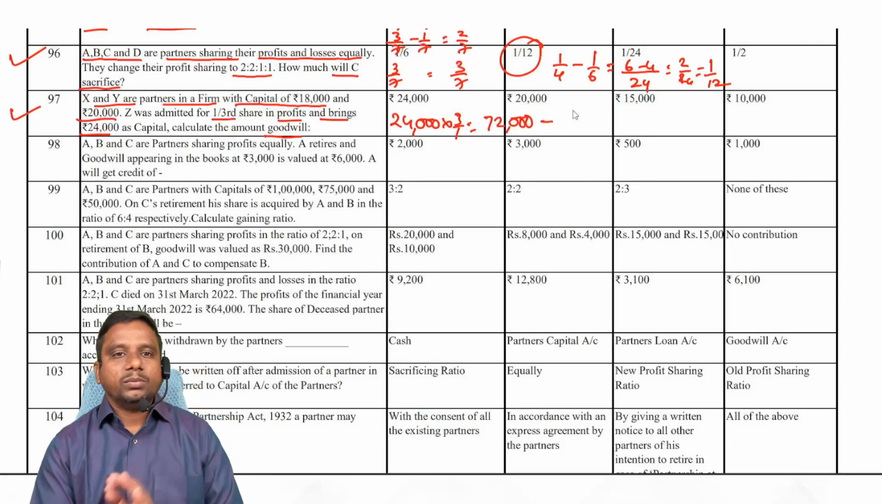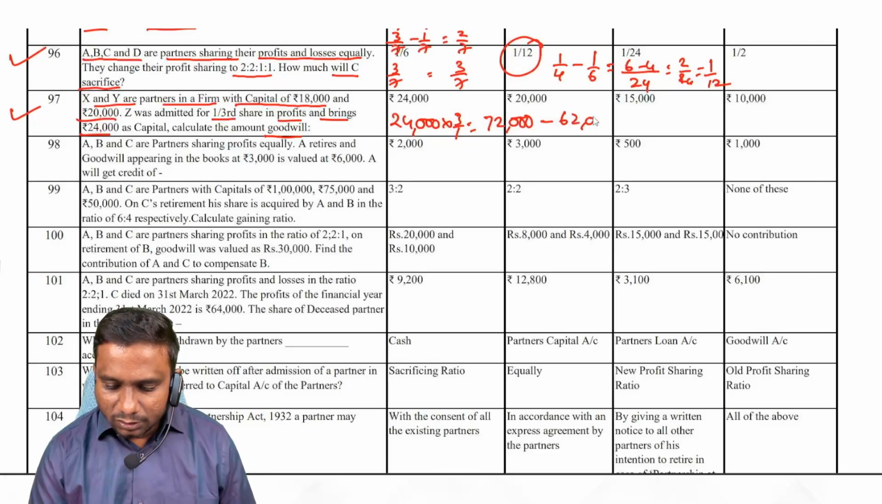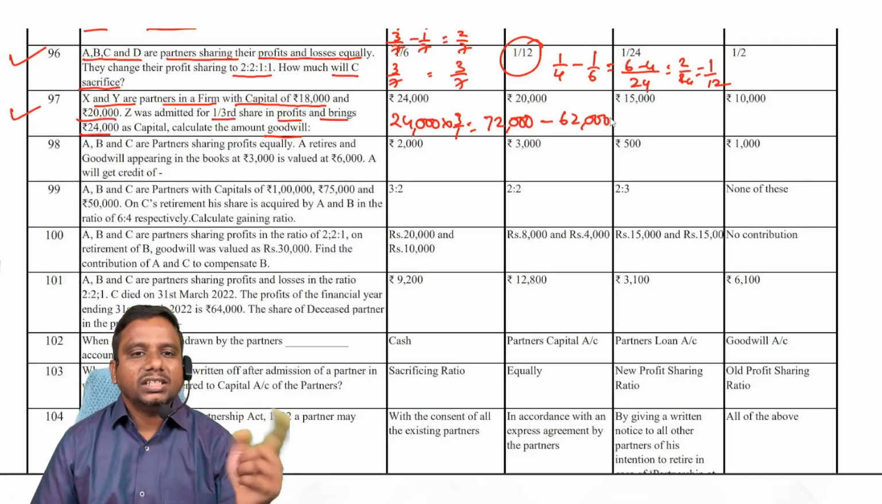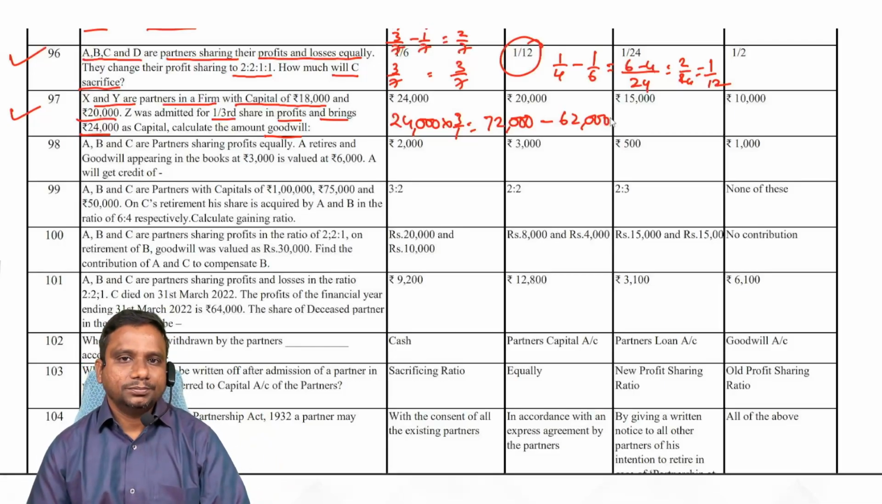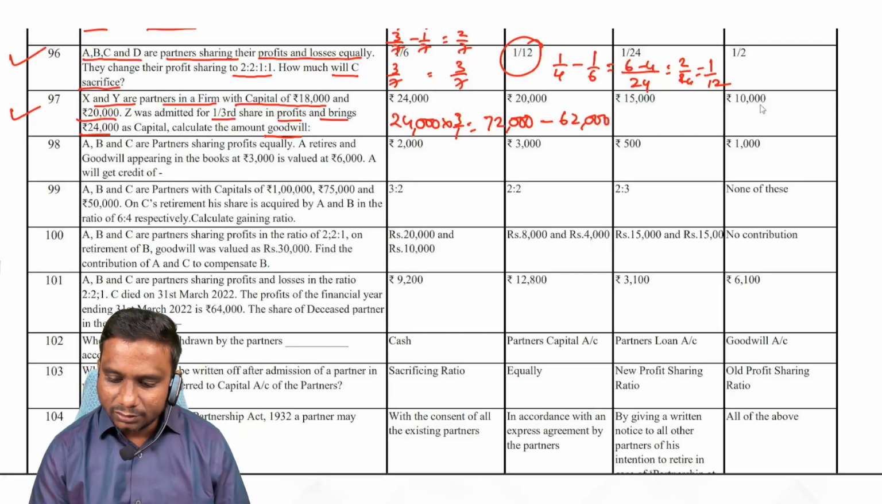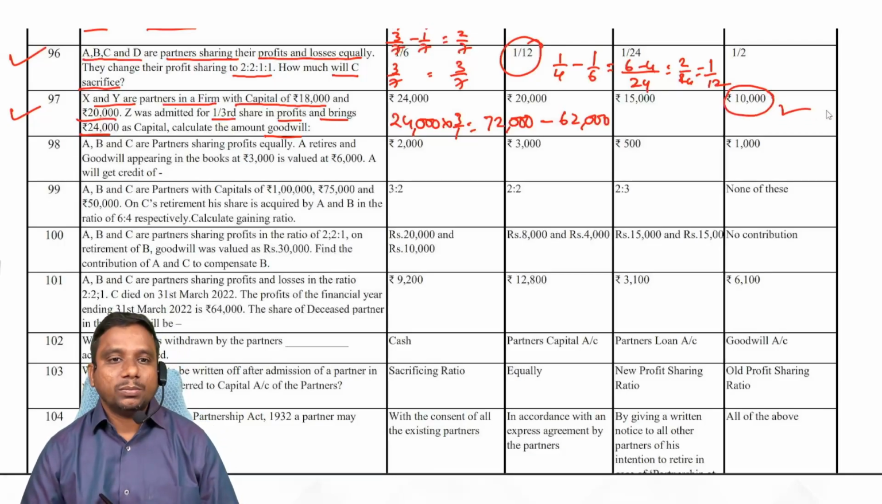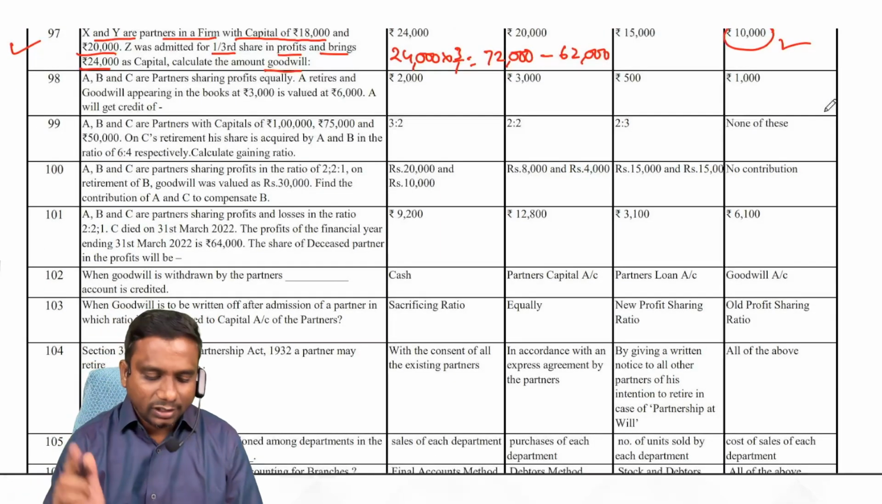72,000 total capital. But what actual capital we have? 38,000 plus 24,000 he brought, total 62,000. Actual total capital must be 72,000 as per that share, but the total capital is just 62,000. So what is the difference? 10,000. So 10,000 is nothing but your firm's goodwill. So he brought extra capital. So 10,000 hidden goodwill. We call it hidden goodwill.